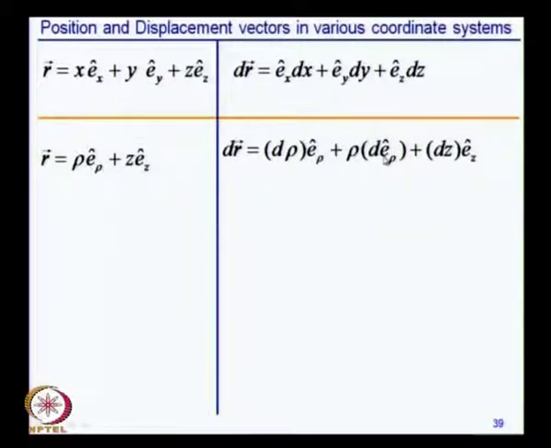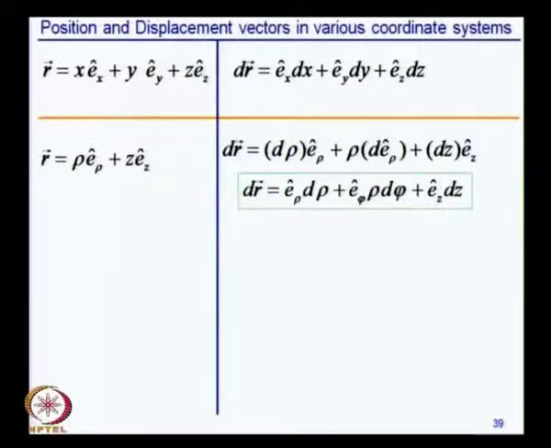So, it is rho times d e rho, and e rho is not a constant vector. So this quantity has to be determined, but we just did it in the previous slide, right. And then there is a component to the displacement, which will be dz times Ez, but no component coming from the changes in Ez, which is a constant vector in the cylindrical polar coordinate system.